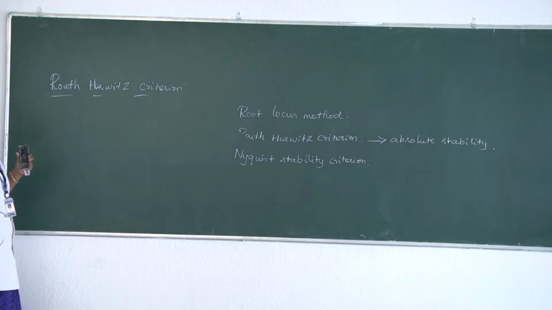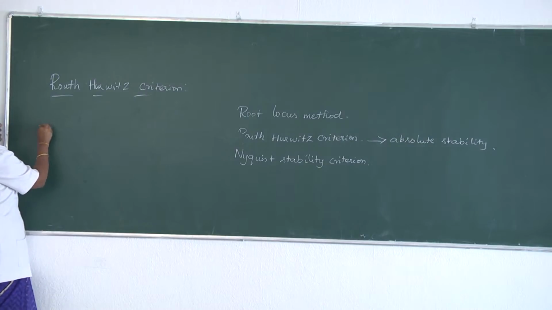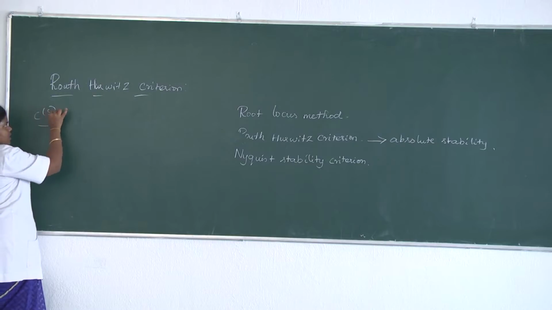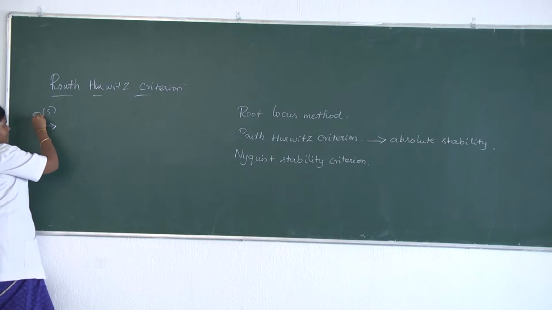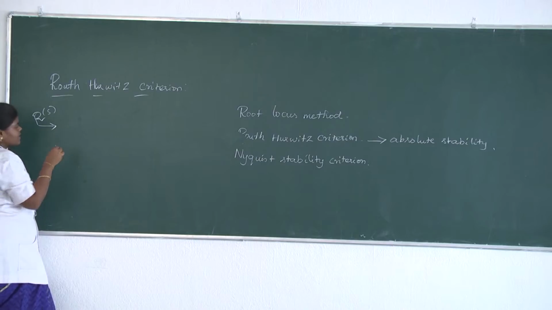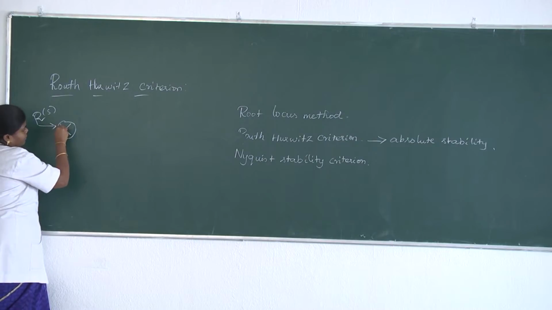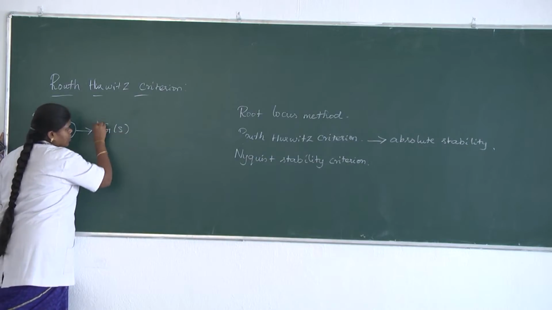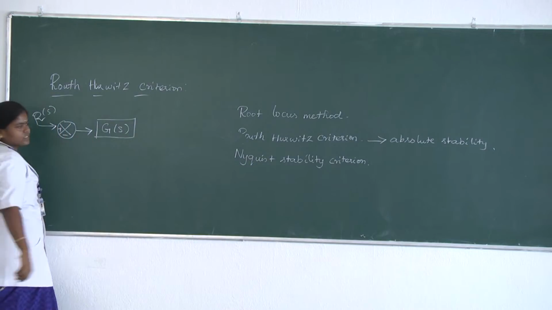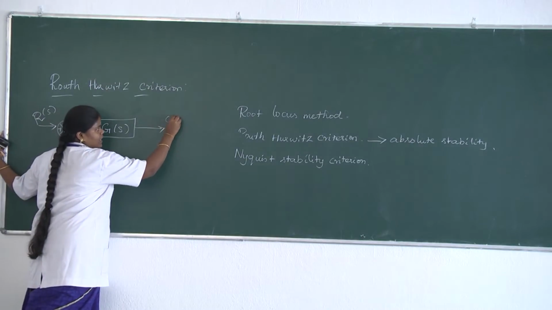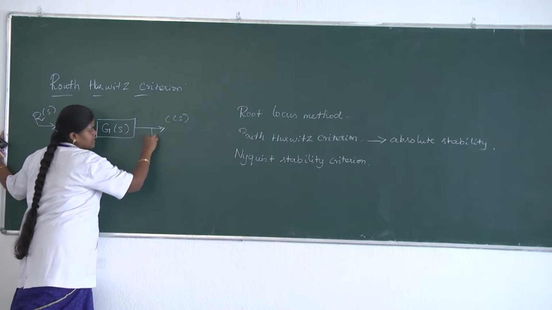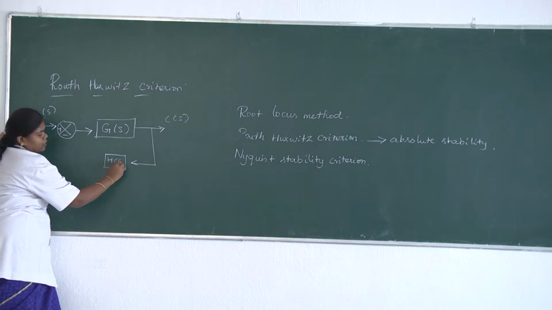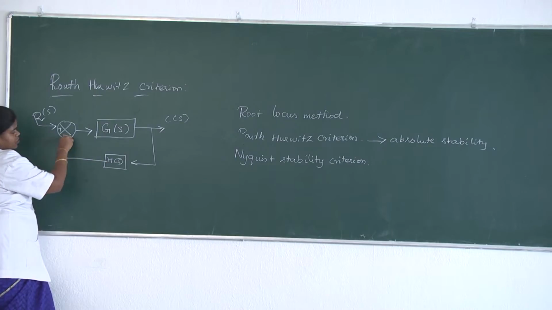In this stability analysis, we are going to look at the control system. First, what is a control system? Let me take a control system with an input R of S, which is the reference input, given to a system with transfer function G of S. This system may be any plant, and its output is the control output C of S, with a feedback which senses the changes in the output with the transfer function H of S.